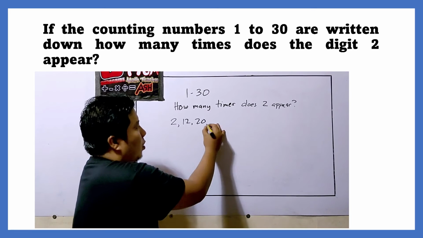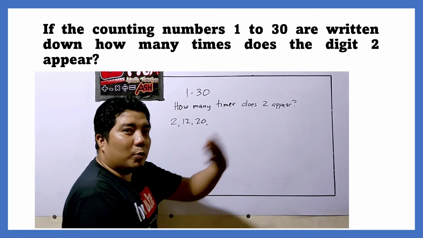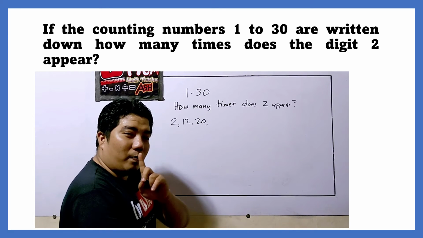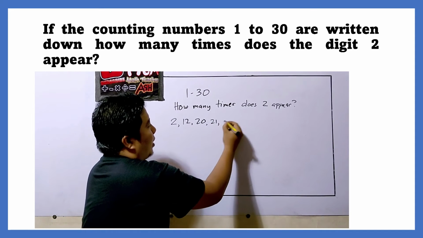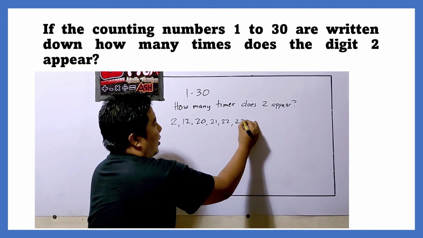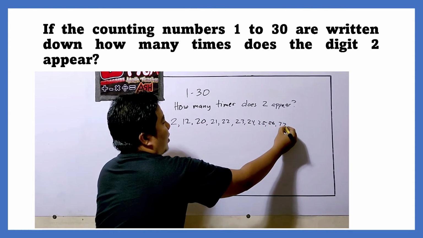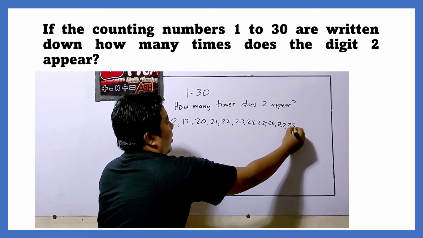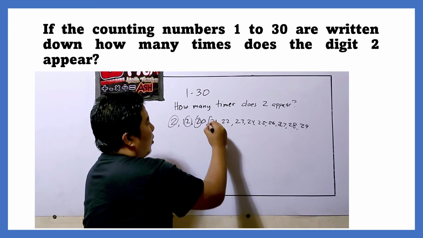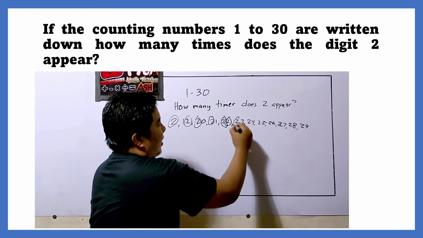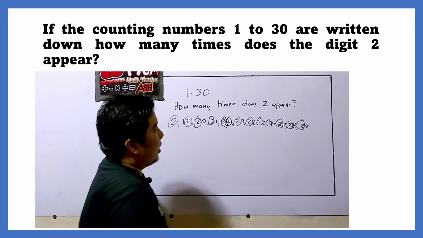Now, going to 21 to 30, 21 up to 29, it appeared once, except for the number 22. So, therefore, we can write that 1. So, that is this one, 24, 25, 26, 27, 28, and 29. So, we have 1, 2, 3, 4, 5, 6, 7, 8, 9, 10, 11, 12, 13.